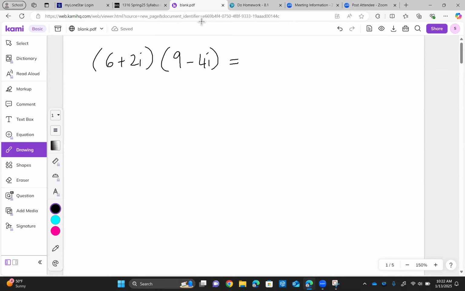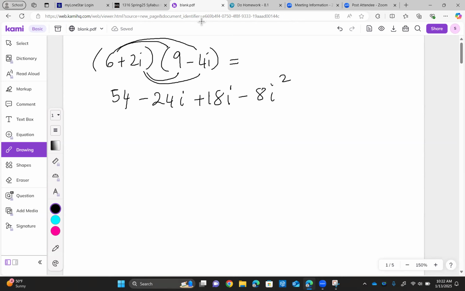We're going to use the process called FOILing. So 6 times 9 is 54. 6 times negative 4i is negative 24i. And then 2i times 9 is 18i. And then 2i times negative 4i is negative 8i squared. And then we're just going to write negative 8i squared.